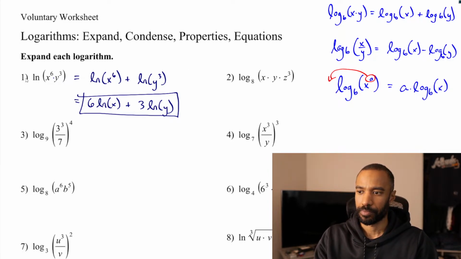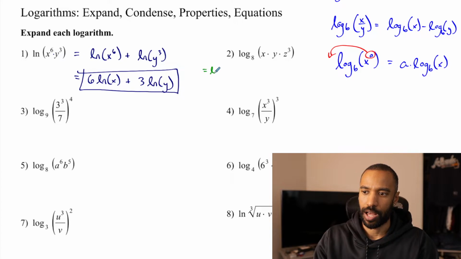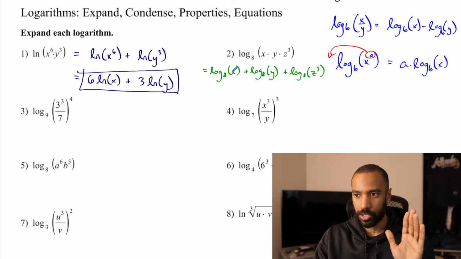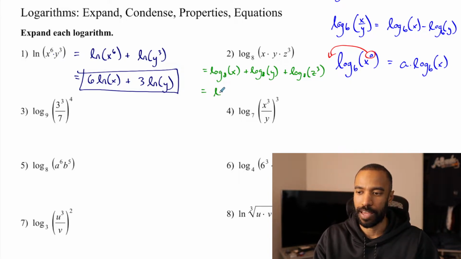Okay, number 2, log base 8 of those three terms, the three factors right there. So this becomes log base 8 of x plus log base 8 of y plus log base 8 of z cubed. These are all taken care of as best as they can. The z cubed is going to become a 3 multiplied in front of that thing right there.